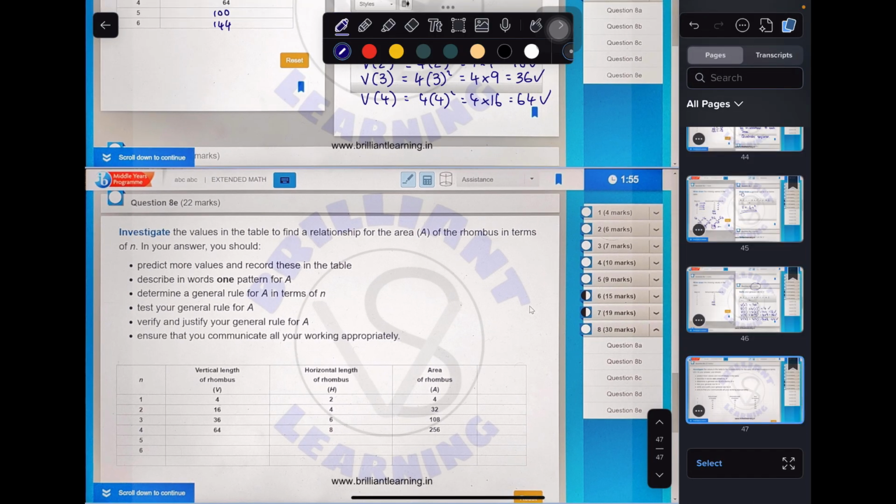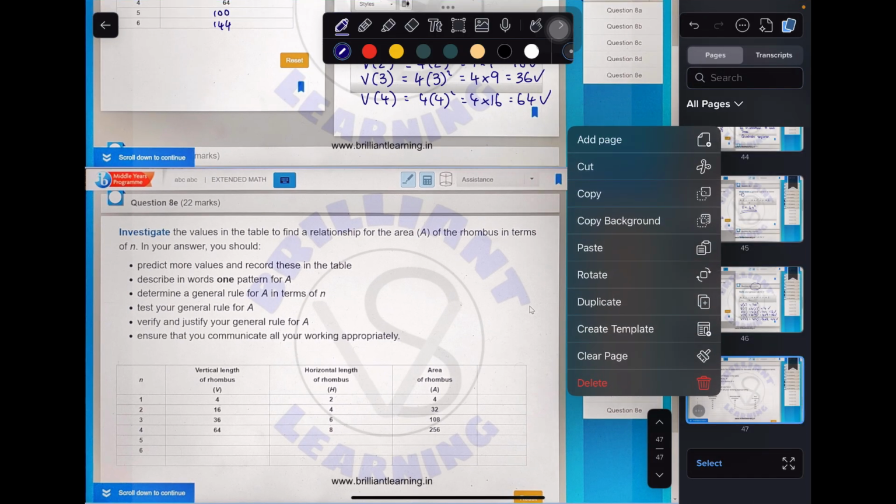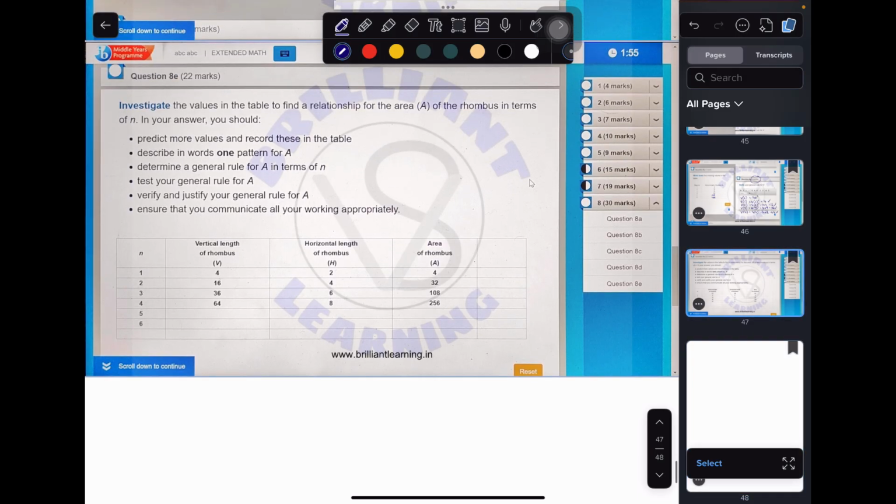Let me just add a page for a bit of working space here. Okay, so investigate the values in the table to find a relationship for the area of the rhombus in terms of n. In your answer, you should predict more values and record these in the table. Describe in words one pattern for A, determine a general rule for A in terms of n, test your general rule, verify, justify, ensure that you communicate all your work appropriately.